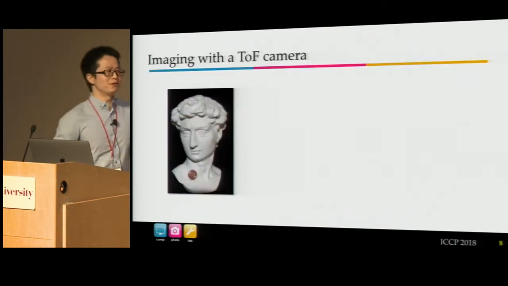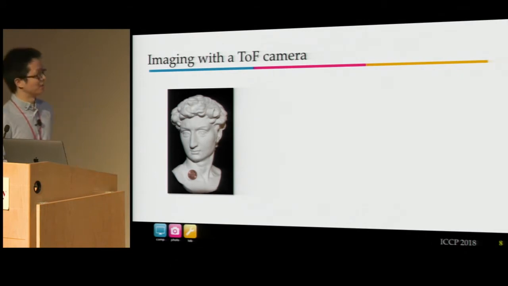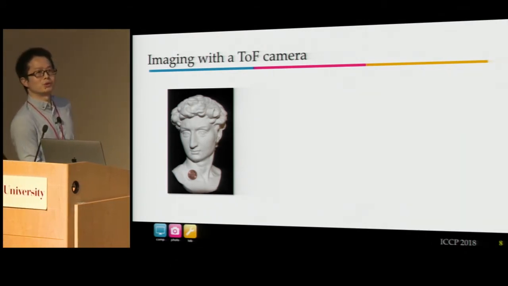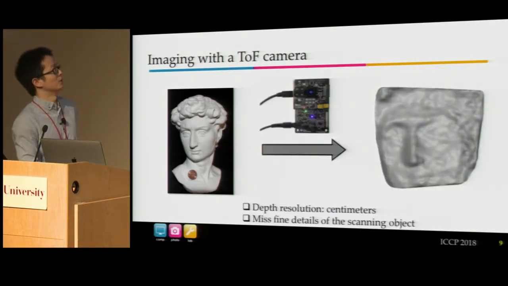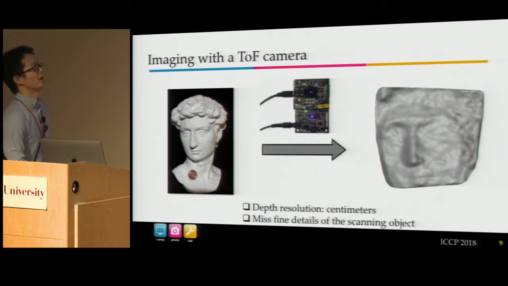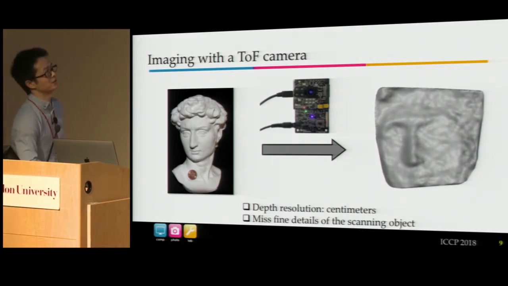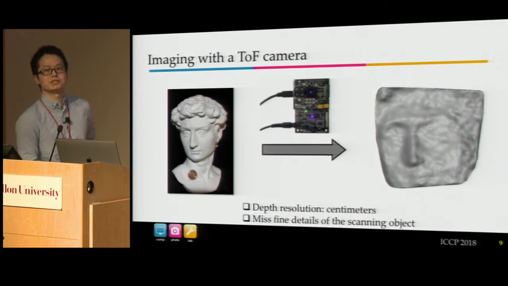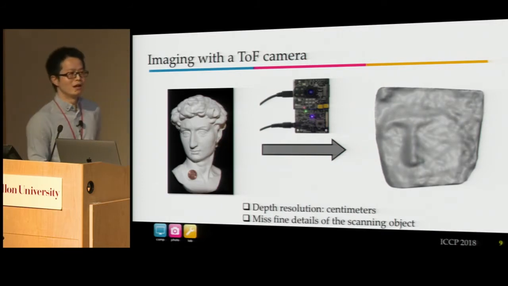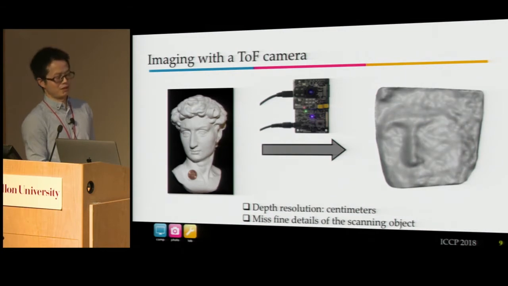Let's say we have an object here, which is a statue, and its size is about 20 centimeters by 40 centimeters. If we use a state-of-the-art time-of-flight camera to take an image, here's probably what you will get. Even though you have the 3D information, it's very hard to visualize the contour of the face, such as the small details on the eyes and also the nose, because the nose area has very small depth variance. The reason is that the depth resolution for current ToF cameras is only centimeters, so it is really hard for us to visualize those small details.